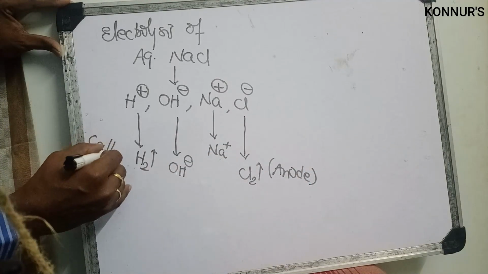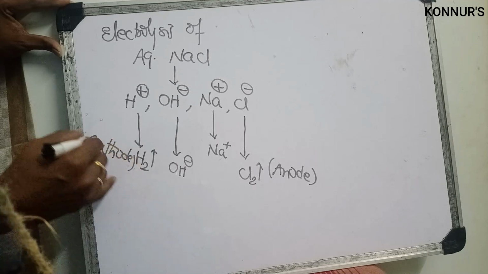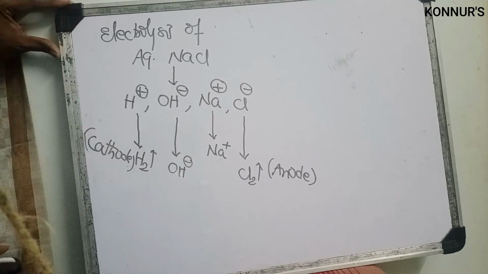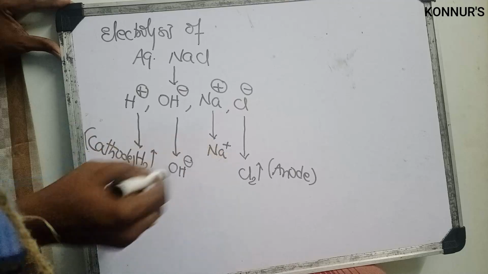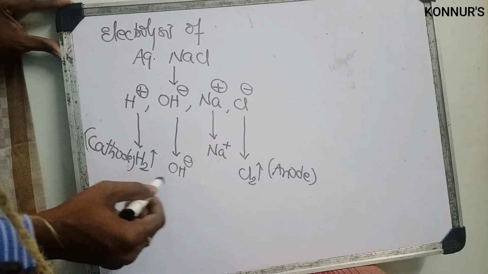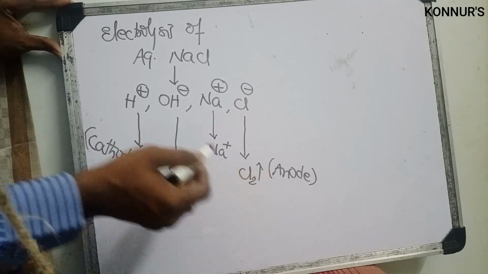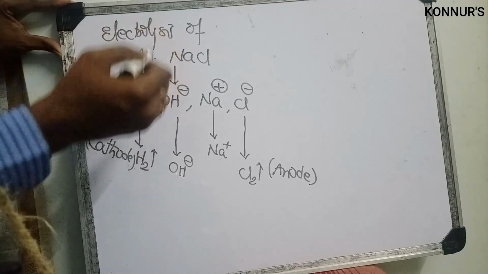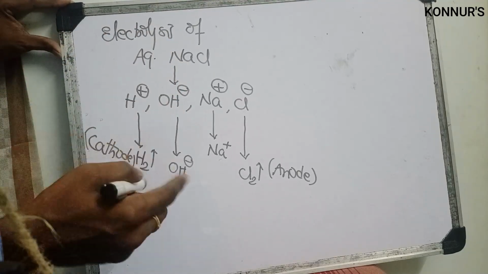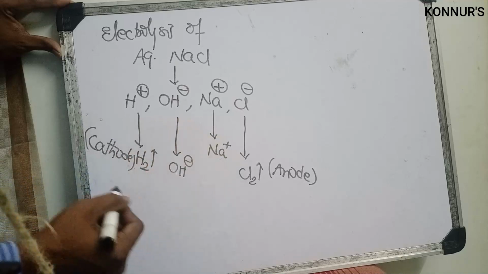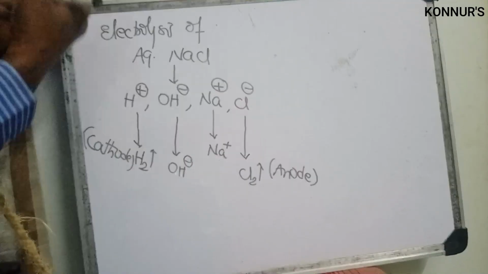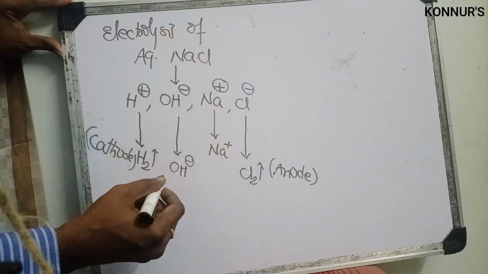At cathode, hydrogen gas is coming outside. This is a direct question: at cathode, which gas is liberated? At anode, which gas is liberated? When electrolysis of aqueous NaCl is done, what happens after the electrolysis? Hydrogen gas is going outside, chlorine gas is going outside.